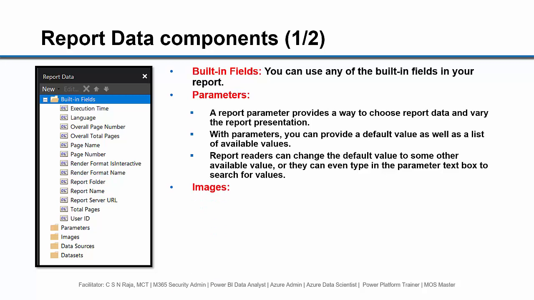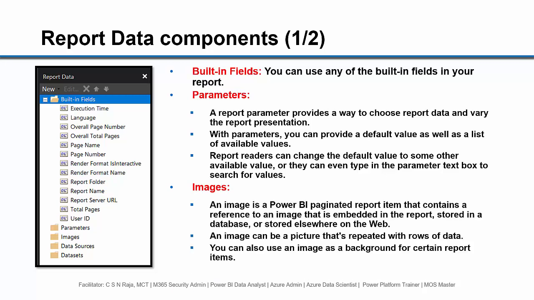We do have a section for images. An image is a Power BI paginated report item that contains a reference to an image that is embedded in the report, stored in a database, or stored elsewhere on the web. An image can be a picture that is repeated with rows of data. Say, for example, you have different products in different rows, and the images of each product can be shown in the report. You can also use an image as a background for certain report items.